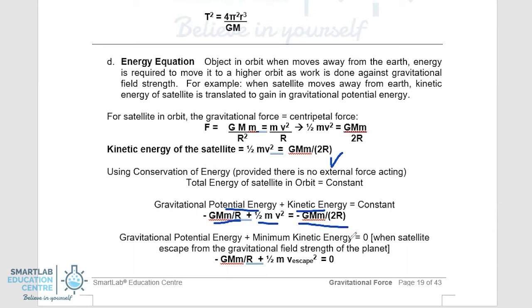If an object needs to possess sufficient kinetic energy in order to escape the gravitational field, then the total energy must be equal to 0, which in this case means that minus GMm over r plus half mv squared, where v is the escape velocity, must be equal to 0.